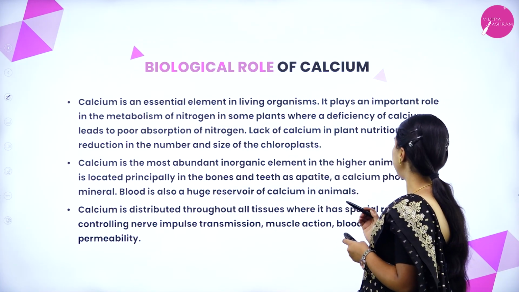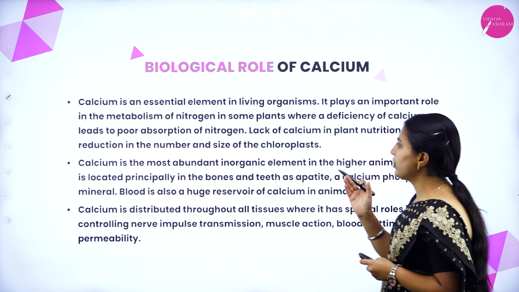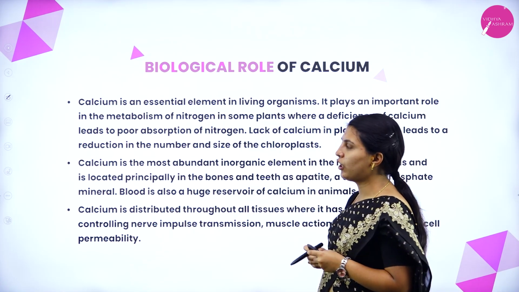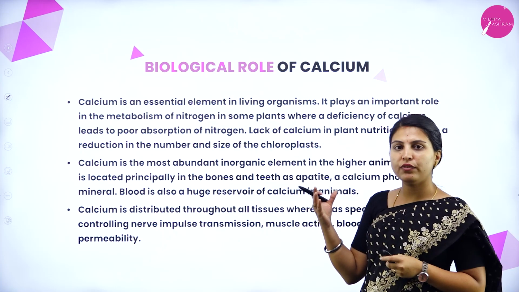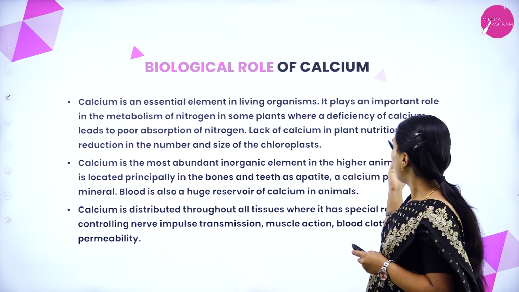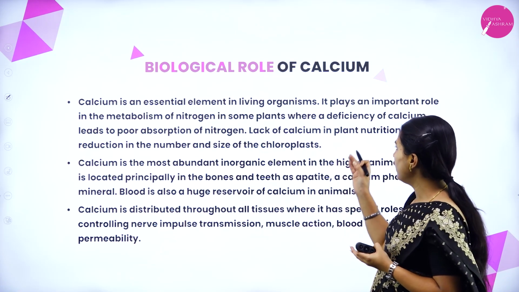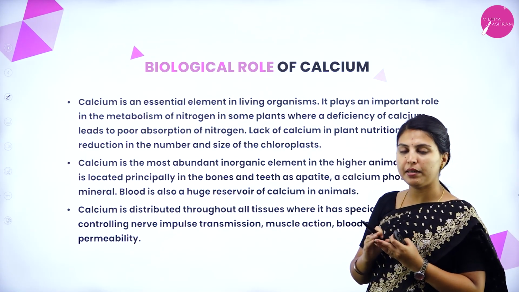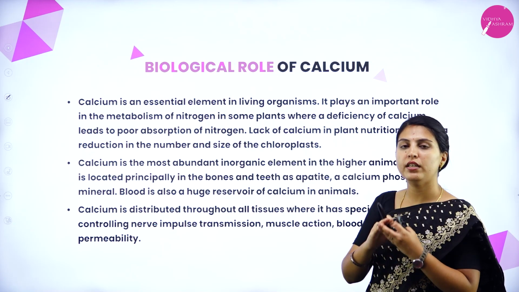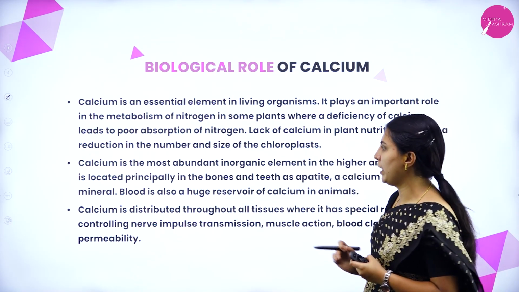Lack of calcium in plant nutrition leads to reduction in the number and size of the chloroplast. The number and size of chloroplasts should be sufficient in the plants, which means the calcium should be present in enough amount in the plants.